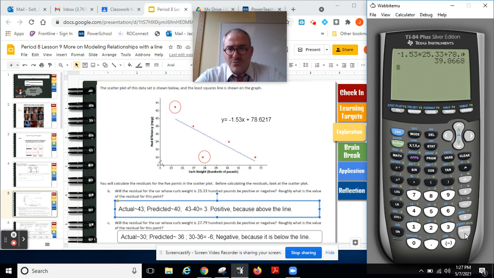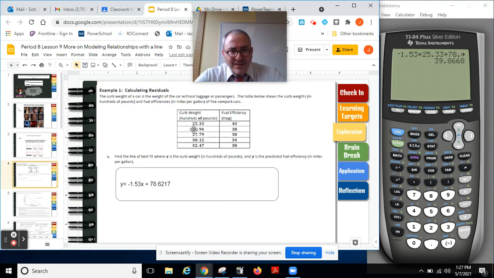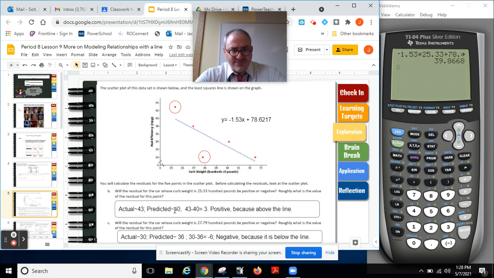Looks like we rounded to the nearest one here. Interesting choice. Okay, I see why, because we have the singles rounding to the nearest units over here as well. So 39.8, we rounded to about 40. The actual was 43. How do we know that? There's the car that had a curb weight of 25.33, and its actual fuel efficiency was 43 mpg. The model predicts 40. The actual is 43. The residual is the actual, right? The observed minus the predicted. 43 minus 40 is 3.